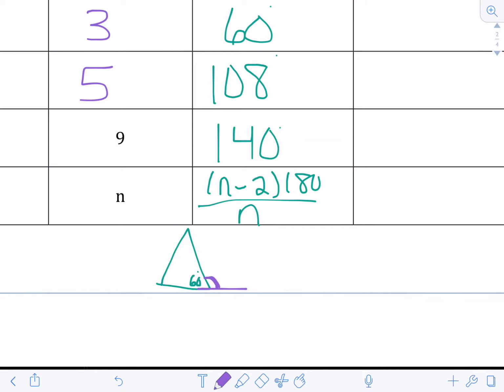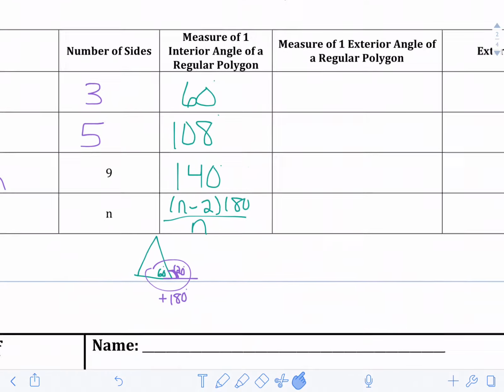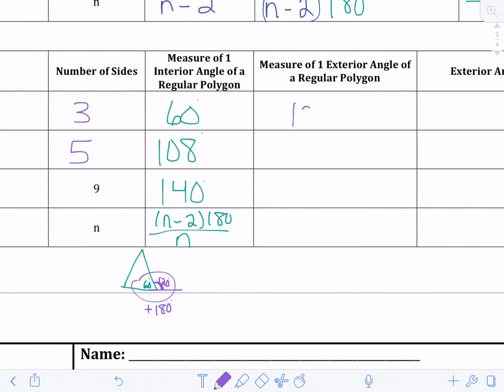180. So if both of these have to add up to 180 degrees, if that one is 60, what does the other one have to be? Well, the other one is going to have to be 120 degrees. So my exterior angle will be 120 degrees. So what's the only thing I did to figure that out? I did 180 minus that interior angle. So 180 minus 108 would give me 72. 180 minus 140 would give me 40. So here, all I'm doing is 180 degrees minus that formula that we have: n minus 2 times 180 over n.